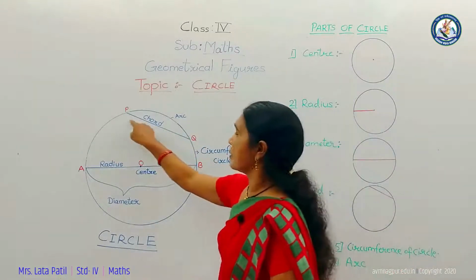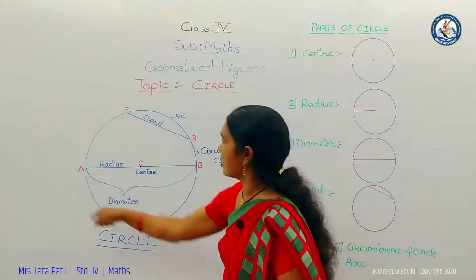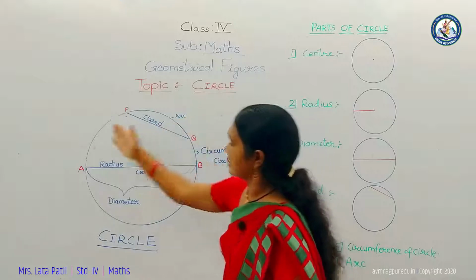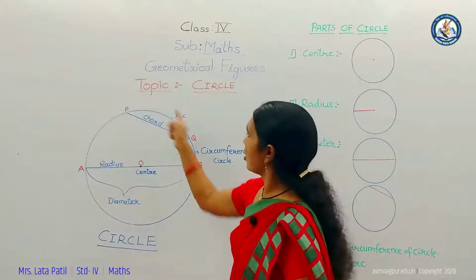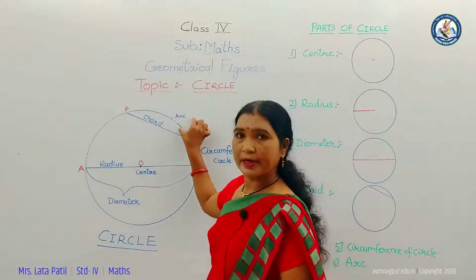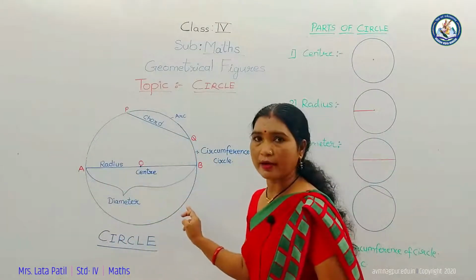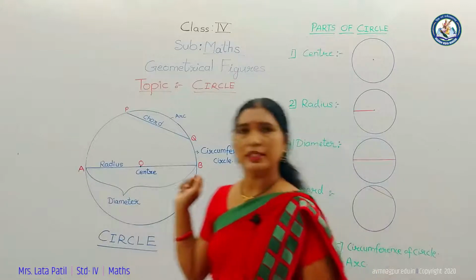Now this line, the chord, divides the circle into two parts. This is the smaller part and this is the bigger part. The smaller part is called the minor arc and the bigger part is called the major arc. Now this is about the circle.